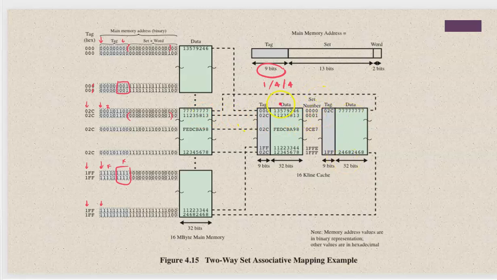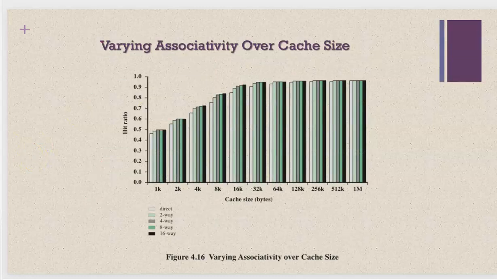Now you can see that here in the cache we have two boxes instead of one. This is because it is a two-way set associative, which means that this is the first line, and then this is the second line of the same set. So you would have the same set but different tags because they correspond to different lines within the set. Okay, so I hope that makes sense to you.